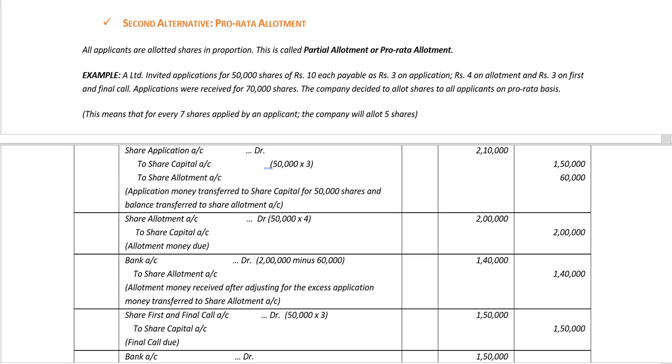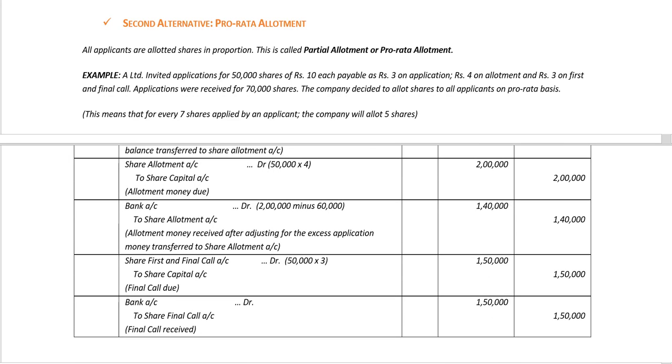We can go on and make the final call due: share first and final call account debit to share capital, 1,50,000 rupees, which is 3 rupees per share on 50,000 shares, and the receipt of the final call money: bank to share final call account, 1,50,000 rupees. So here we learned the journal entries in the second alternative, pro-rata allotment or partial allotment.